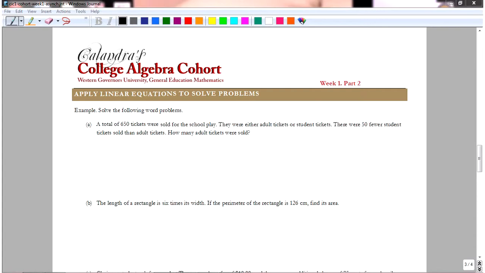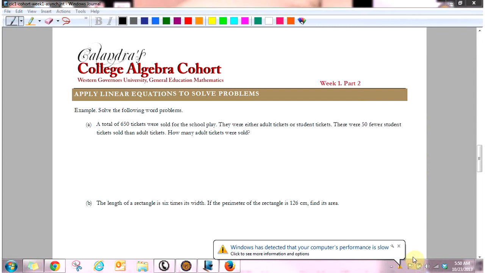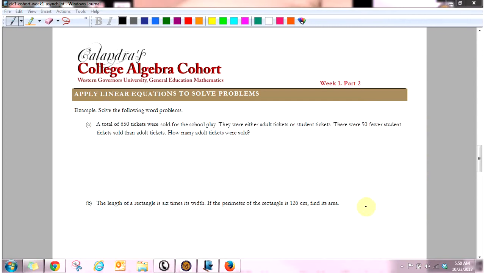In our first example, a total of 650 tickets were sold for the school play. They were either adult tickets or student tickets. There were 50 fewer student tickets sold than adult tickets. How many adult tickets were sold?